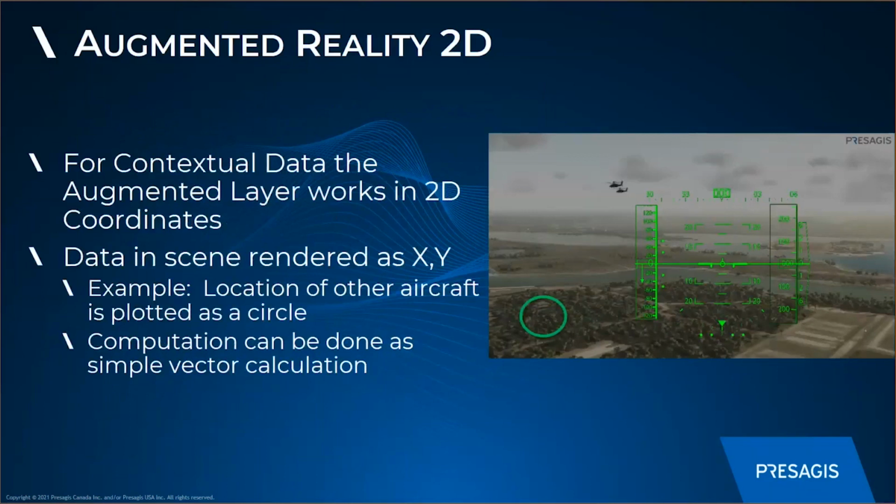So if we were looking at this, contextual data in the augmented layer works in kind of two-dimensional coordinates. So for this particular scene, if I wanted to put symbology over the helicopters in this scene, I actually just have to work out an XY coordinate to plot the center of my circle. And often that's not a huge computational task because actually it's a simple vector calculation, either as a range bearing that we can turn into simple maths, because we only actually have to put this in an XY position. So we actually overlay the symbol.